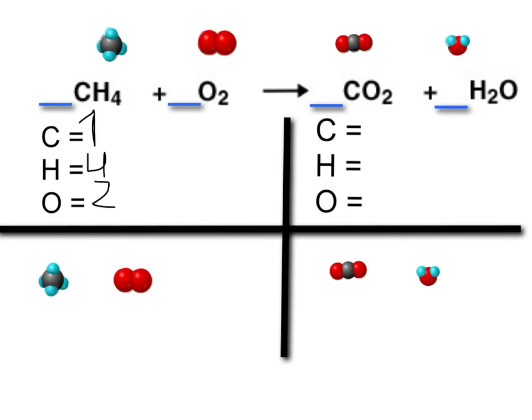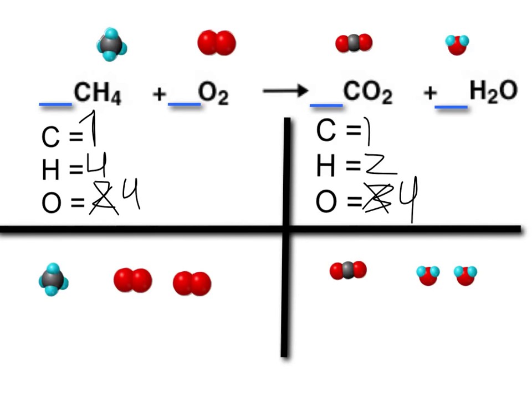Now on the other side, if we count it up, we have 1 carbon, 2 hydrogen, and 3 oxygen. Now this isn't mixed, this isn't equal, so what we can do is that we see that the oxygens are not mixed. We can add another H2O and add another O2 so that both sides have 4 oxygen.